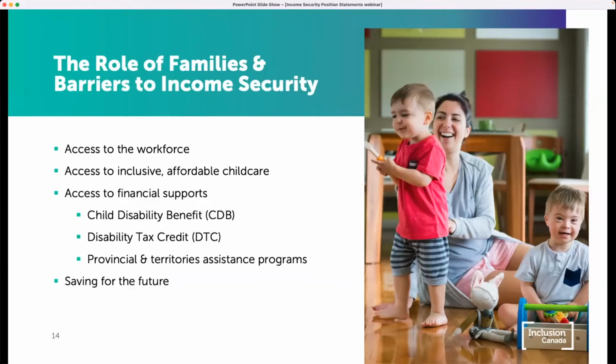Caring for your child should not mean compromising your future financial security. It's clear that family members who provide support for their loved ones need a solution to save for retirement while continuing to provide this essential support.